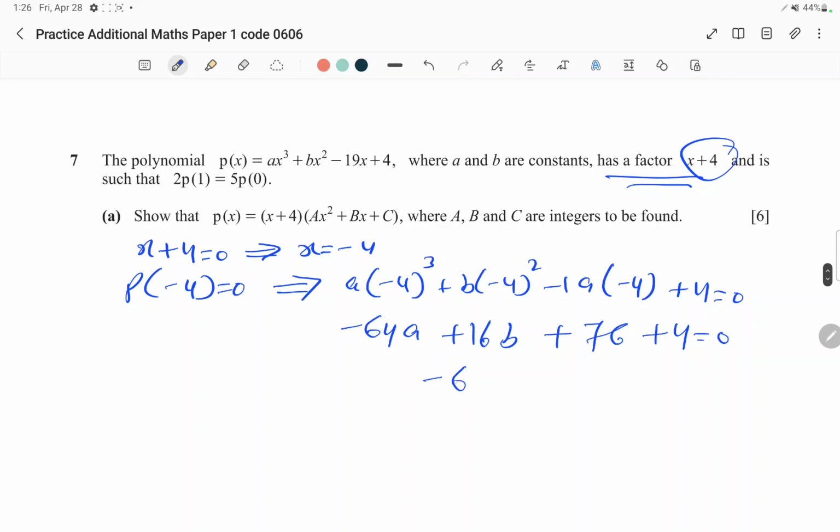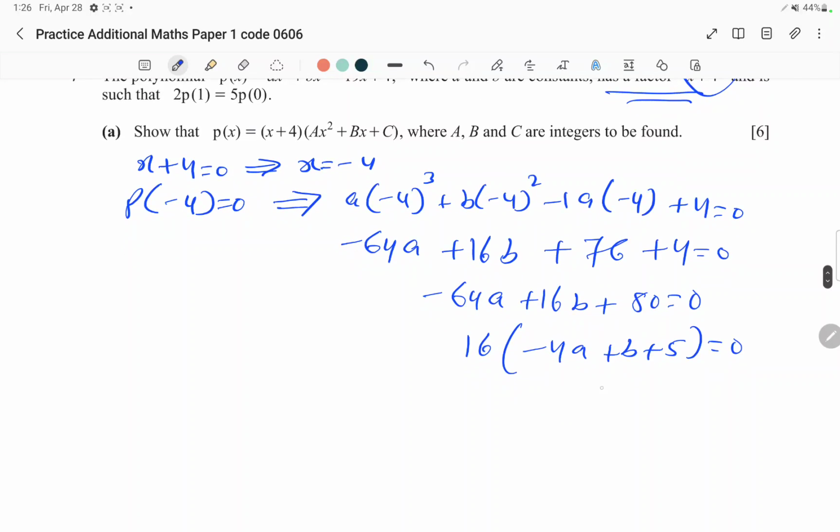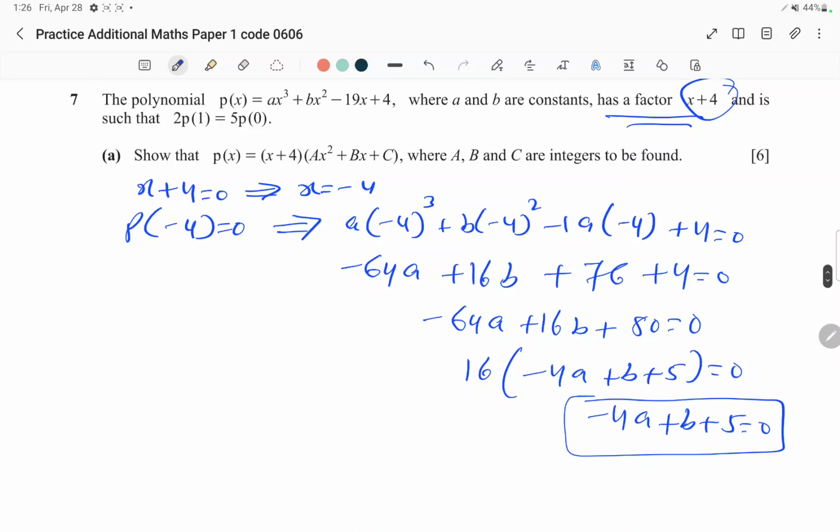So what we got: minus 64a plus 16b plus 80 equals 0. And I think 16 is the common factor. So if we take 16 common, minus 4a plus b plus 5 equals 0. So I got minus 4a plus b plus 5 equals 0. This is my first equation.